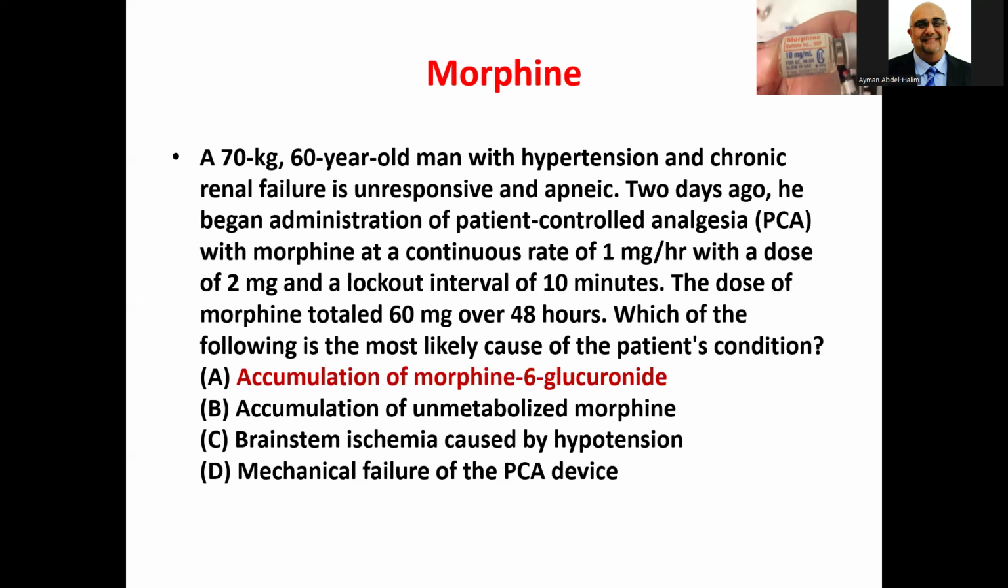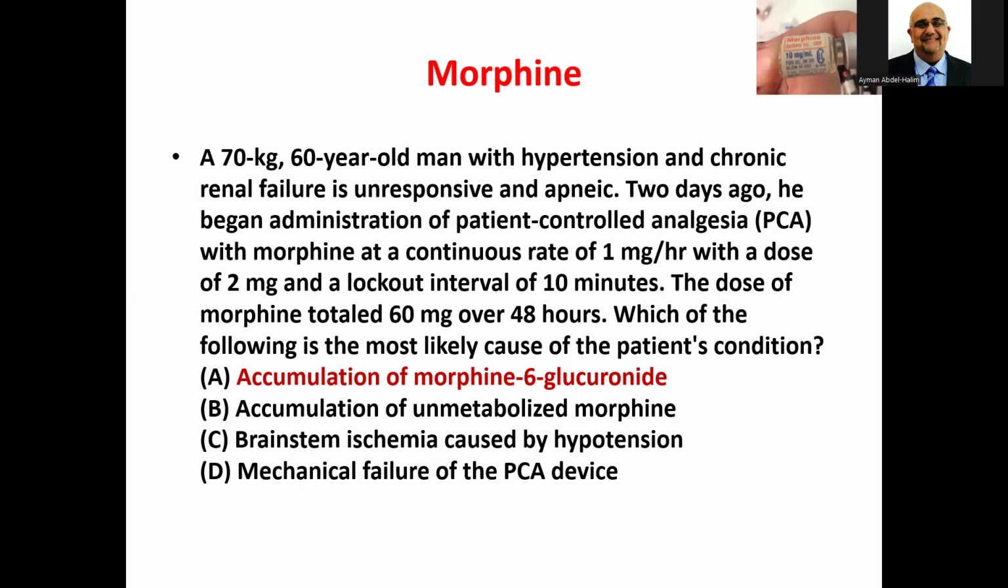2 days ago, he began administration of a PCA morphine with a continuous rate of 1 milligram per hour with a dose of 2 milligram and lockout interval of 10 minutes. The dose of morphine totaled 60 milligram over 48 hours. Which of the following is the most likely cause of the patient's condition?